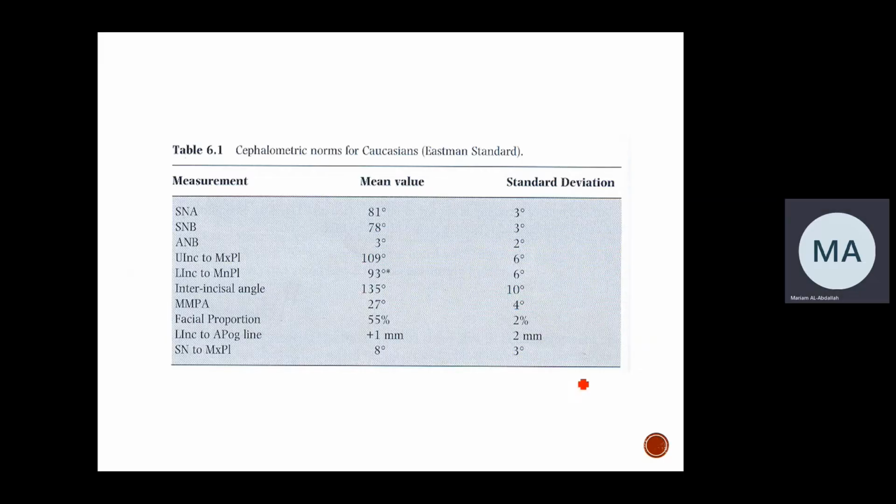Now, the measurements that come out as a result of our analysis should be compared to what we call norms, cephalometric norms, which means the normal values for a certain ethnic group. Eastman standard are the cephalometric norms for Caucasians, only Caucasians, okay? So each measurement has the mean value plus or minus a standard deviation, 3. So this is the mean value, and then we have a range of acceptable values plus or minus 3, and so on. We will talk about these values.